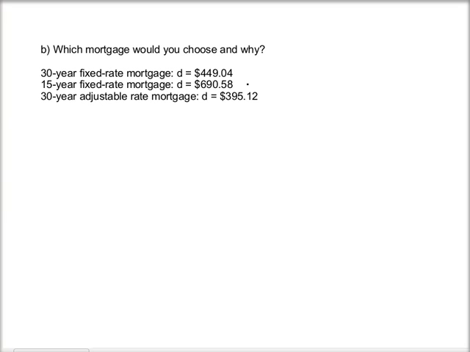Personally, I would choose the 30-year fixed rate mortgage because it has a lower monthly payment than the 15-year fixed rate mortgage, so it would leave me more money to pay my other bills. I wouldn't consider the adjustable rate mortgage because I'm probably going to want to stay in the house for a long period of time, so I don't want to risk my monthly payments going up over the years.